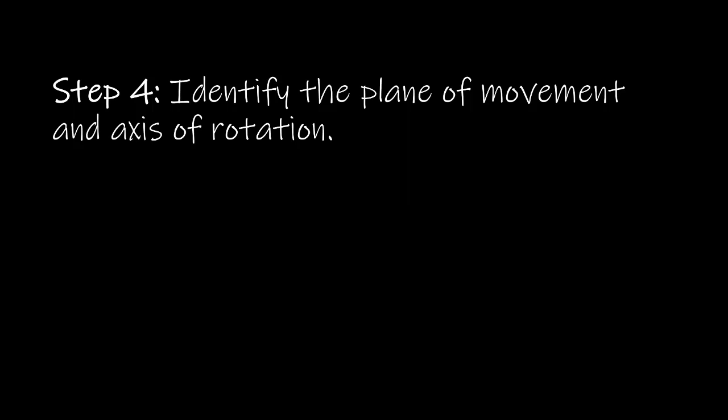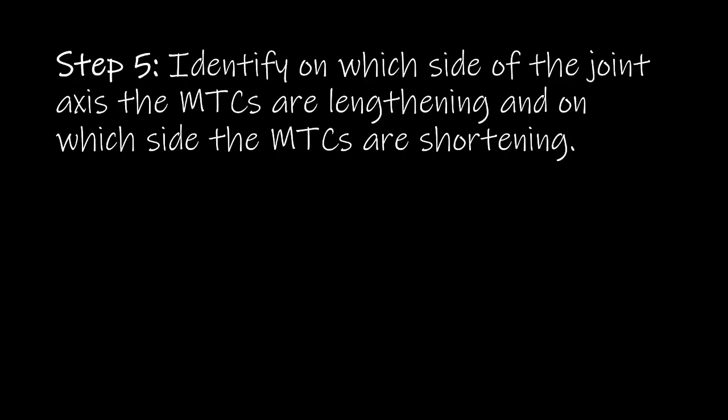Next, we want to identify the plane of movement and the axis of rotation. This is actually going to be unnecessary if it's a held position. For step 5, we want to identify on which side of the joint axis the MTCs are lengthening and on which side the MTCs are shortening. This will also be unnecessary if it's held, for reasons that will become apparent here in a second.